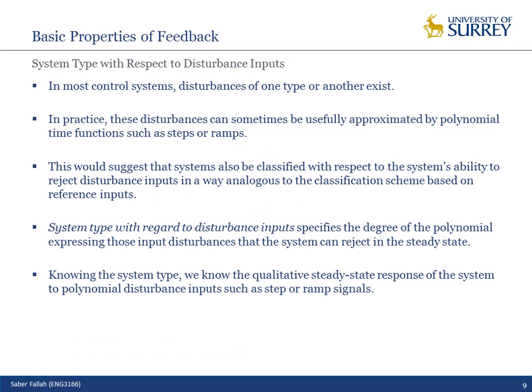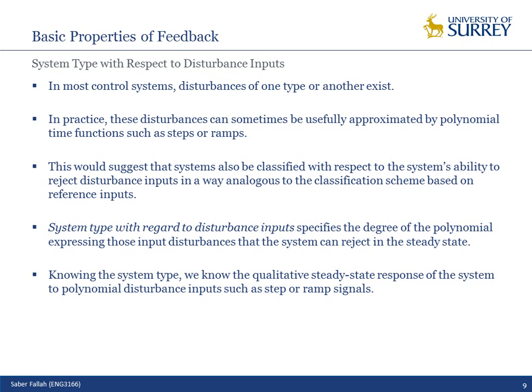So, let's summarize what we have talked about last week and today. Before summarizing, let me explain something else. Look, so far I talked about the system type with respect to reference. So what does it mean with respect to reference? I assume disturbance and noises are zero. Okay, I just focus on the tracking of the input when the disturbances are zero.